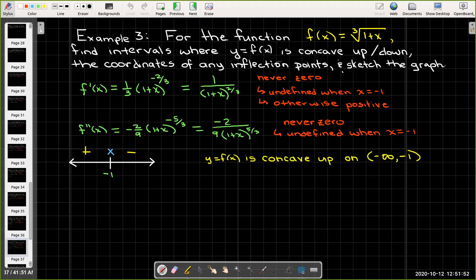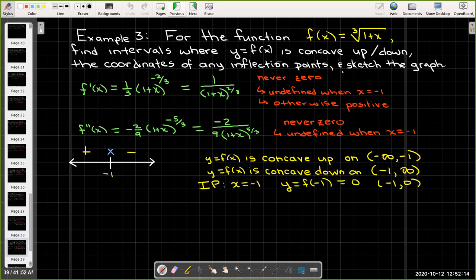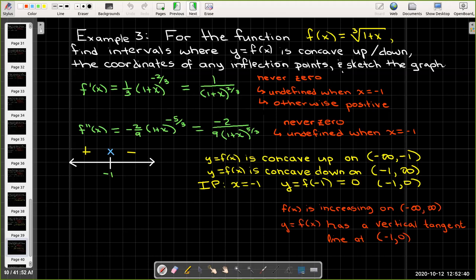So we can say that the function is concave up to the left of -1, so from negative infinity to -1. And it's concave down to the right of -1, so on the interval -1, infinity. And for our inflection point, we know the x coordinate is -1. We need to find the y coordinate by going back to the original function and substituting x equals -1, and that just gives us y equals 0. So the coordinates of the inflection point are -1, 0.